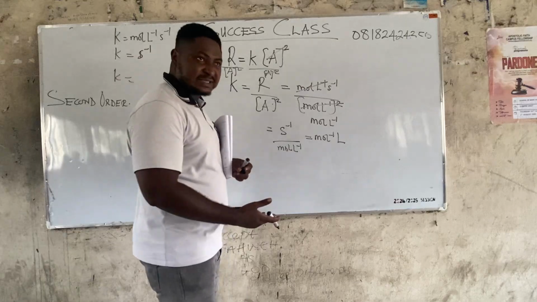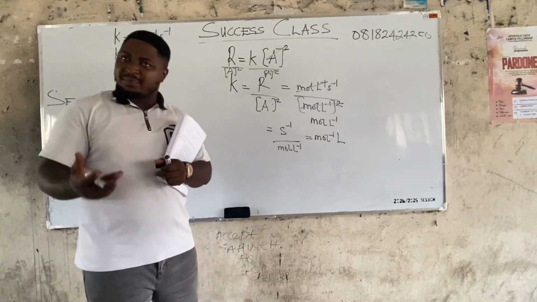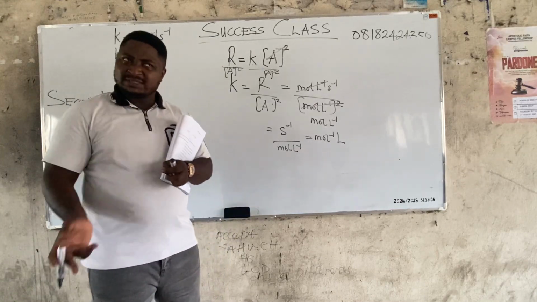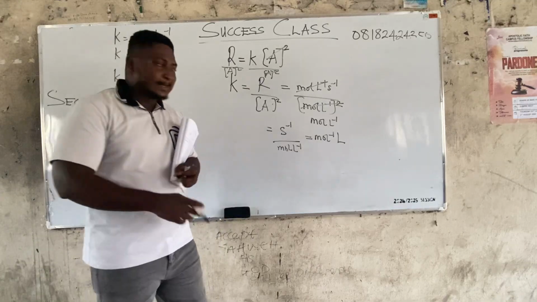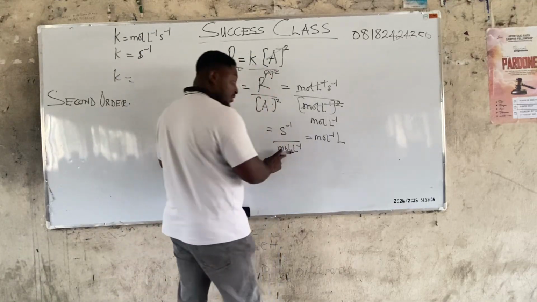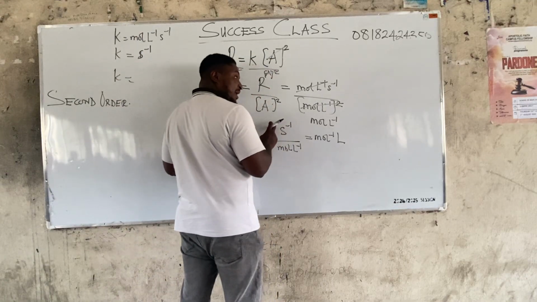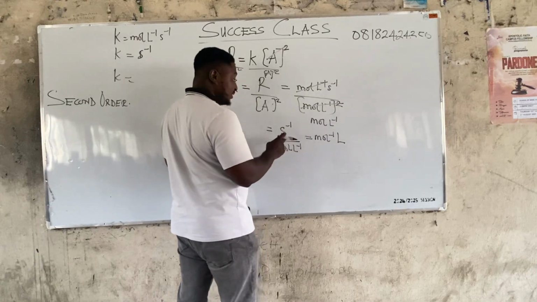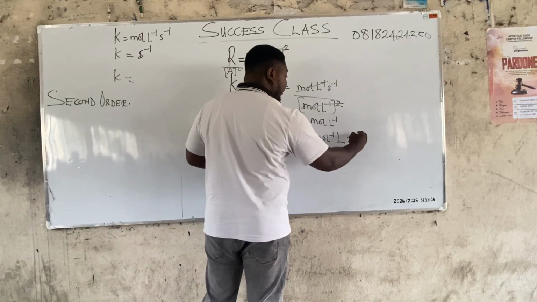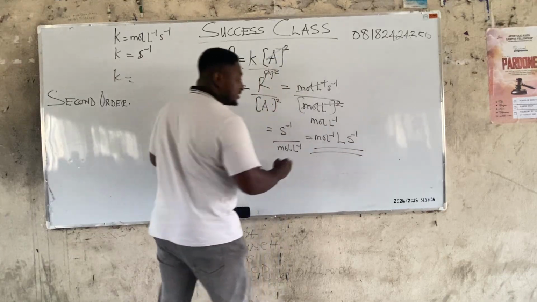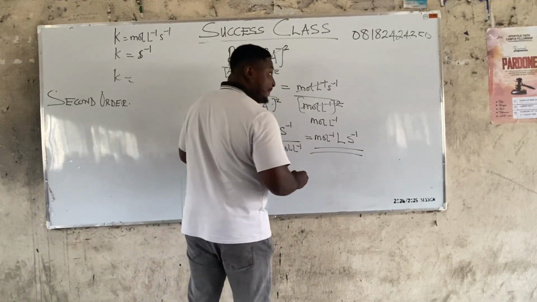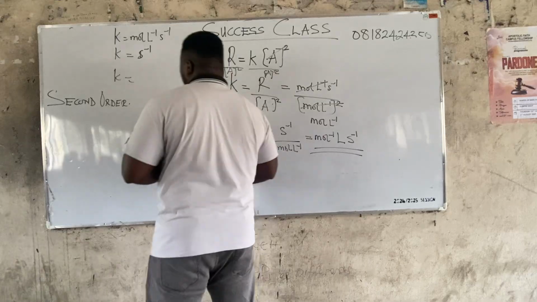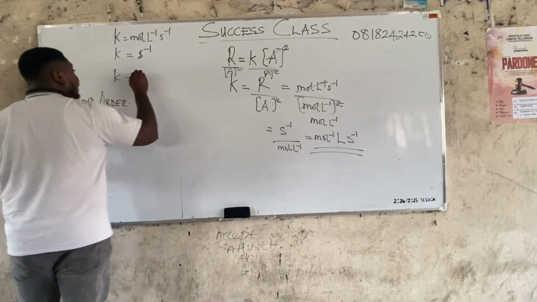Remember what happens in mathematics: when something changes position from down to up, the sign will change. If it's positive, it becomes negative; if it's negative, it becomes positive. So mole was down, it wasn't carrying a minus; it comes up and takes a minus sign. Liter was down, it had a minus; it comes up and no longer has a minus. Per second was already raised up before, so this is the correct unit. Per mole liter per second is the correct unit for the rate constant for a second order reaction.